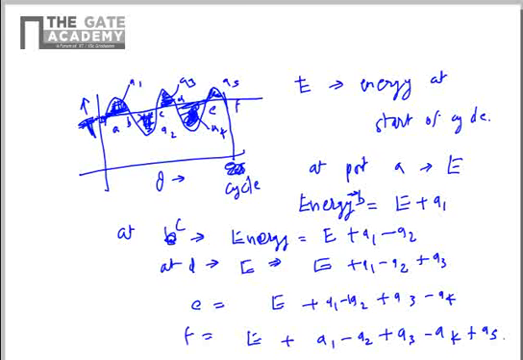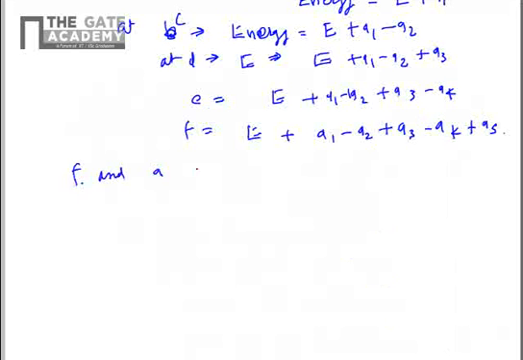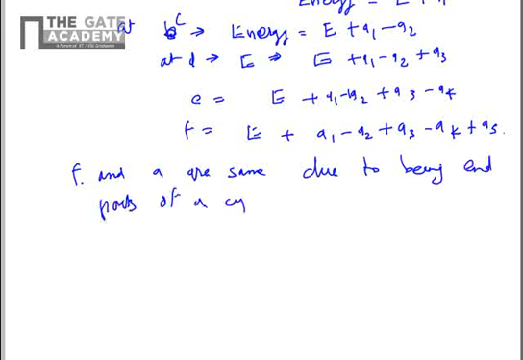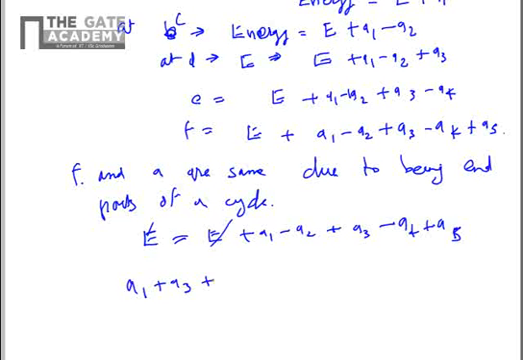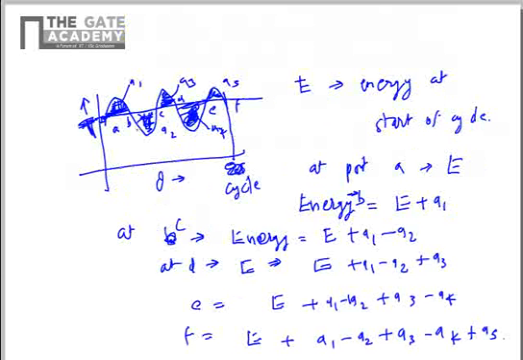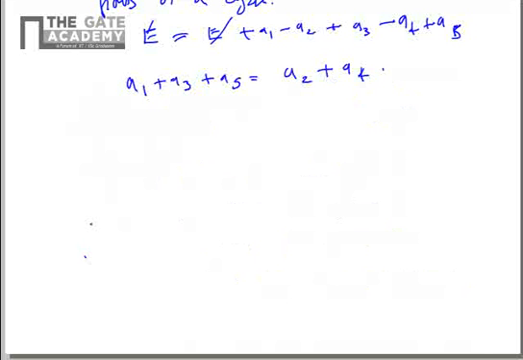But point F and the initial point A are the same, the endpoints of a cycle. So the energy at point A, that is E, will equal the energy at point F, that is E plus A1 minus A2 plus A3 minus A4 plus A5. So E and E will cancel out and we get A1 plus A3 plus A5 equals A2 plus A4. So you can see A2 and A4 are negative energy, and A1, A3, A5 are positive energy. So the sum of positive energy is equal to the sum of negative energy.